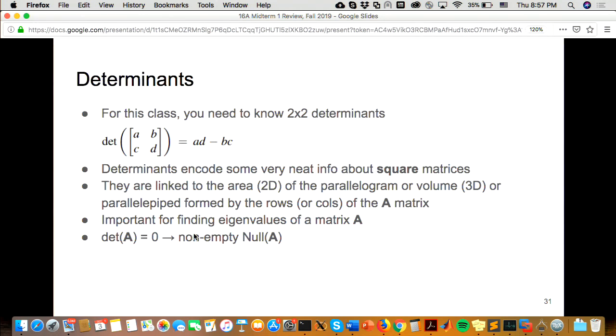Is this clear to everyone? Any questions about the determinant? Yeah? Will we have to know determinants for things like... No.